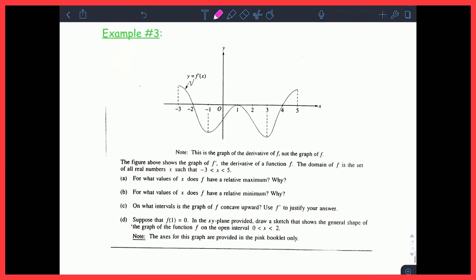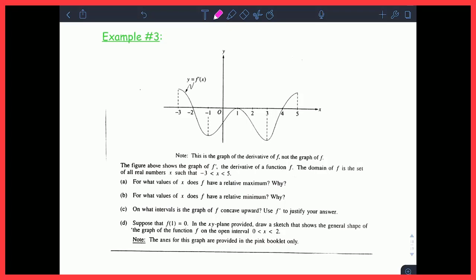Let's take a look at an example. This is example 3 now, and this particular problem is an old AP FRQ question. It gives you the graph of the derivative of f, not the graph of f, and it also tells you right here that y equals f prime of x. The figure above shows the graph of f prime, the derivative of f. So make sure you understand that the graph you're looking at is the derivative, not the original function.